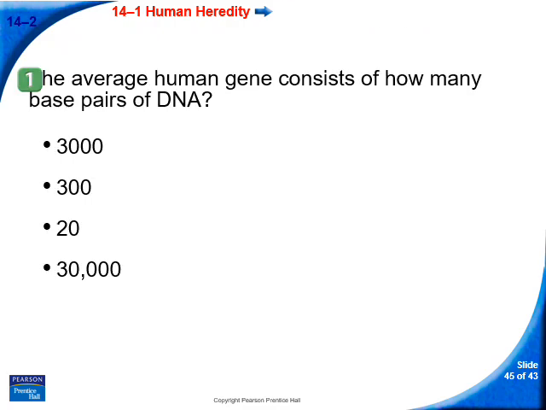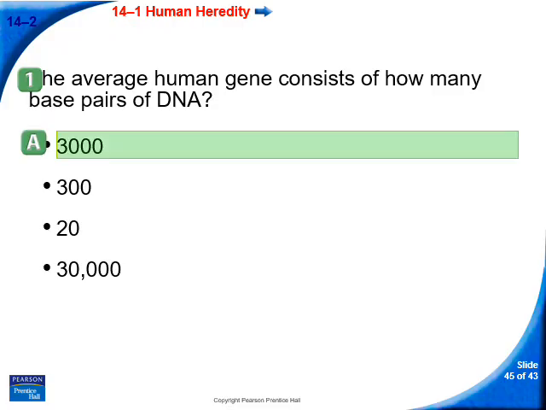Okay, I see that we already finished with the information. We are now going to get into a mock quiz. The average human gene consists of how many pairs of DNA? Well, the average is about 3,000 pairs of DNA.